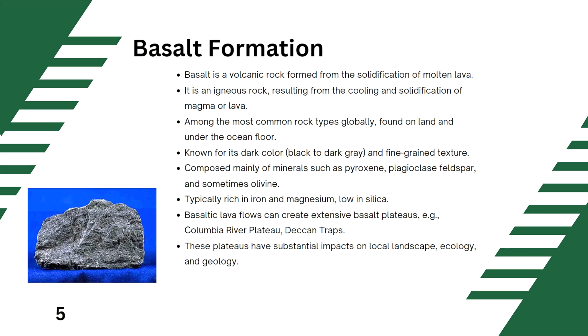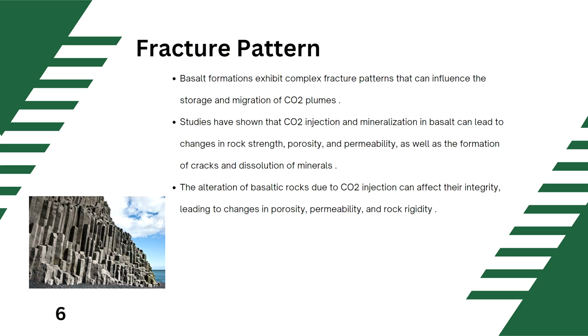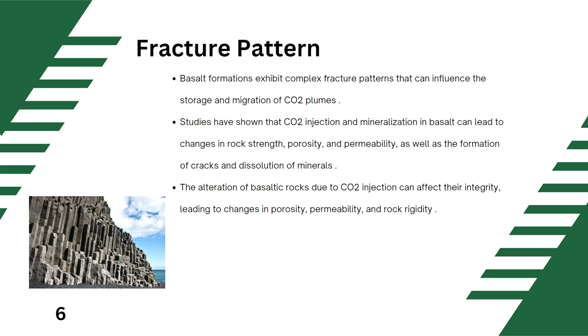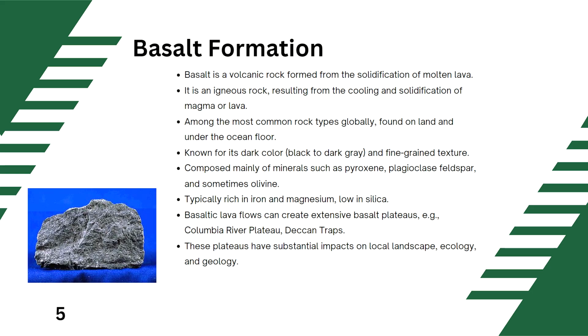Alright, so for basalt, basalt is a type of volcanic rock that is formed from the solidification of molten lava. It is an igneous rock, meaning it is formed through the cooling and solidification of magma or lava. Basalt is one of the most common rock types on Earth, and it can be found in various locations around the world, both on land and under the ocean floor.